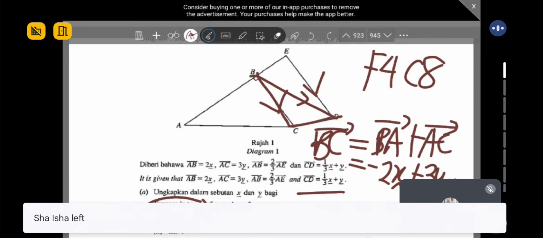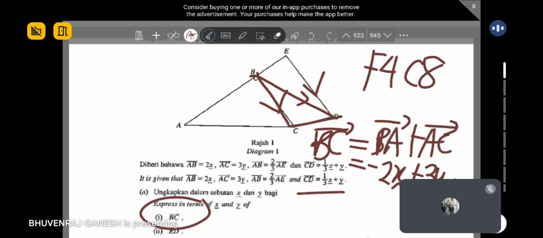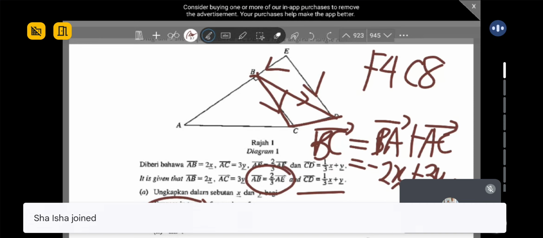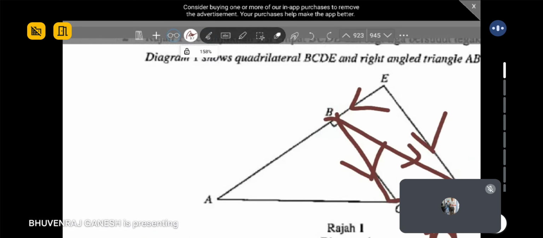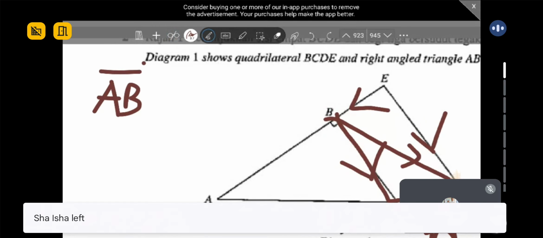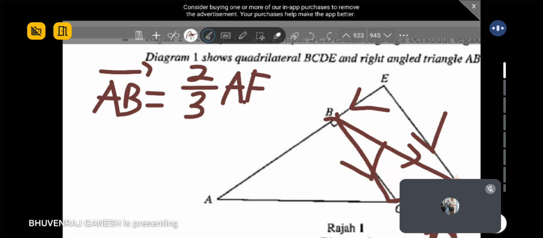CD they already give you. And then EB. For EB, you have to use this ratio, guys. They tell you AB is 2/3 AE. So you must know how to use the ratio, guys. Kena tahu cara guna nisbah ni. So guys, may I know, AB takes how many portions?